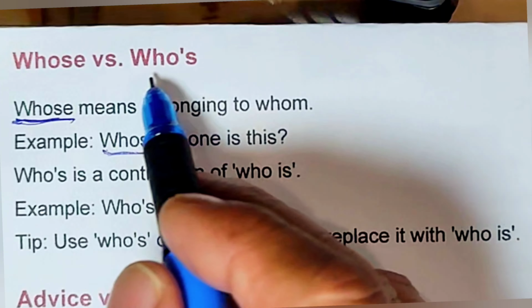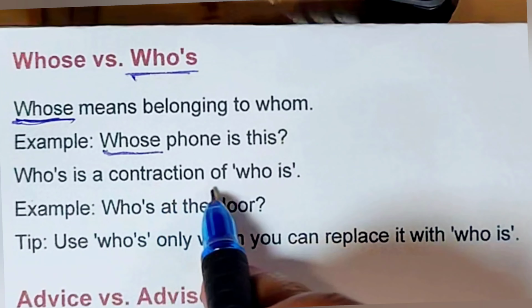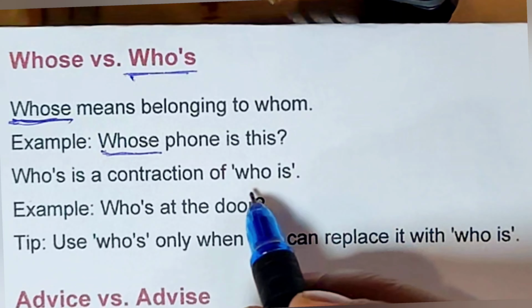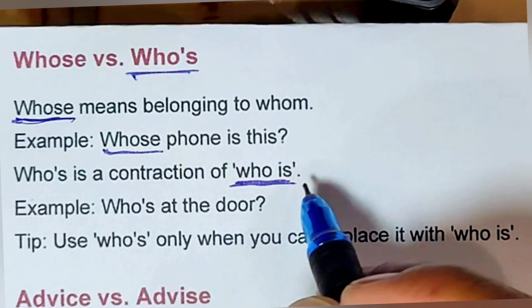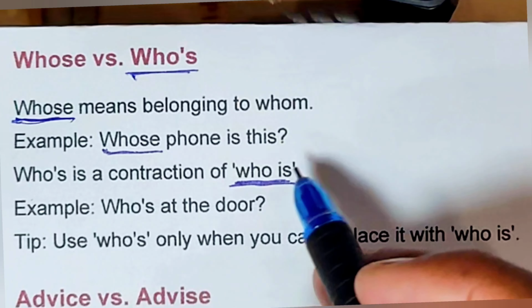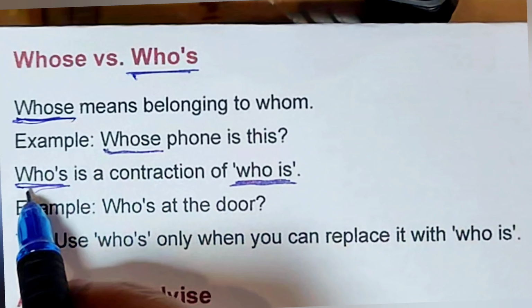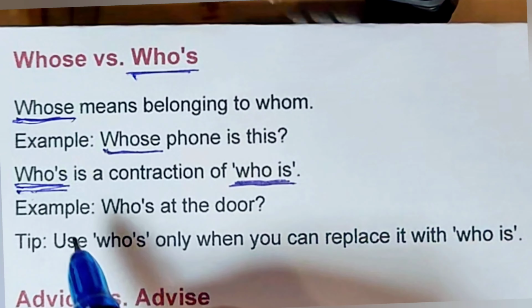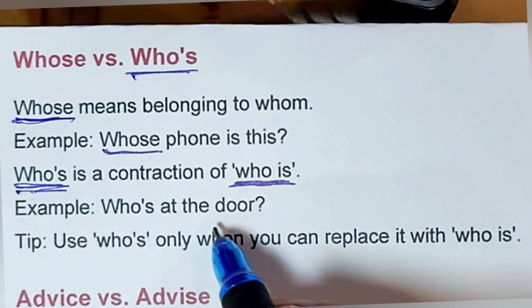And next here, the short form, who's, is a contraction of who is. Who is is the full form. If you want to write in short form, you can write like this one. This is just a contraction of who is. An example here: who's at the door?